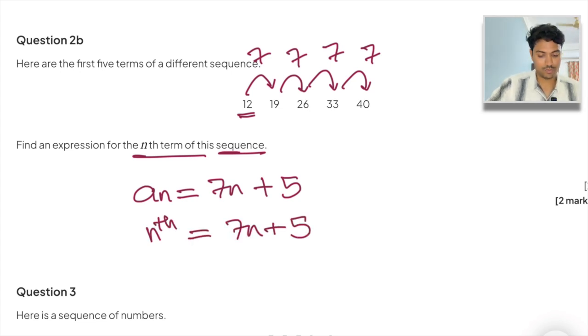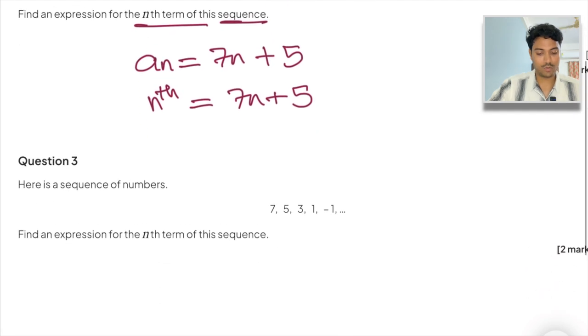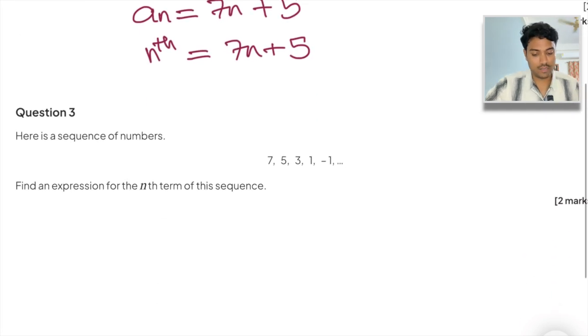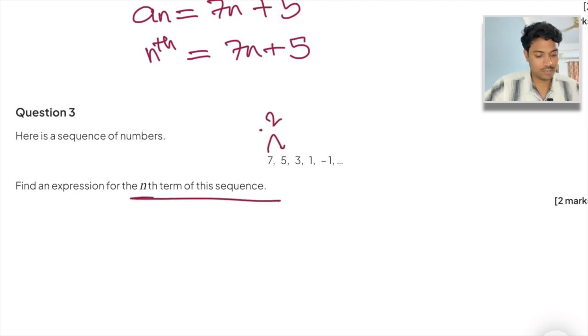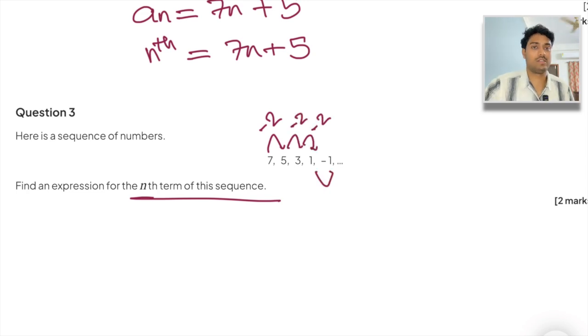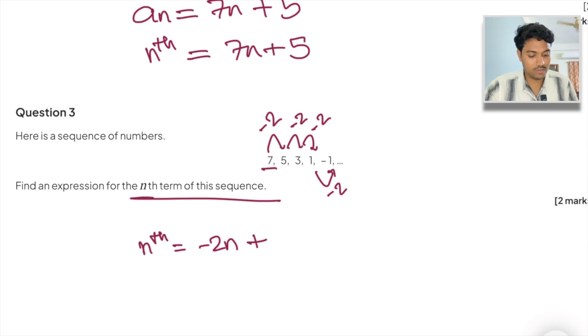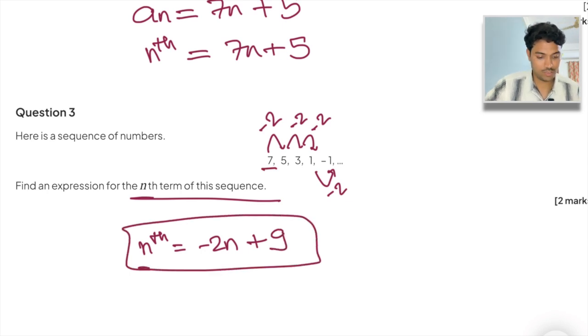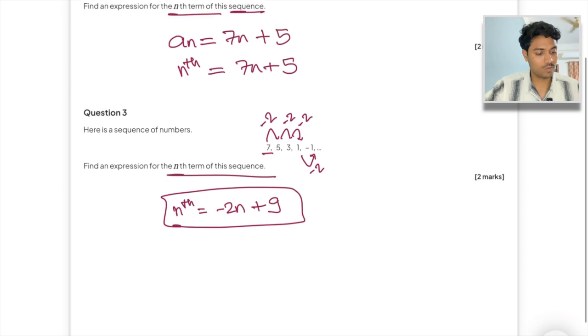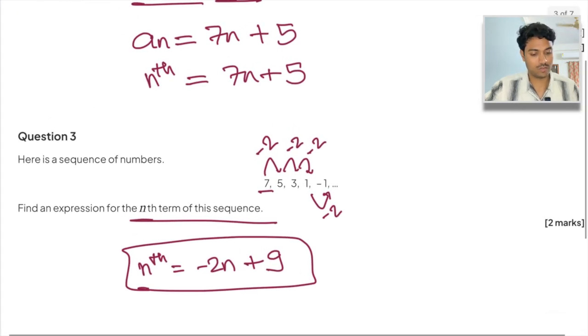Let's move on to question number 3 now. It says here is a sequence of numbers, find an expression for the nth term of this sequence. So 7 to 5, that's -2, then 5 to 3, that's -2, again -2, again -2. So the common difference is -2. The nth term expression will be -2n plus a number that will give you 7, so 9. So that's the nth term expression. That's question number 3.